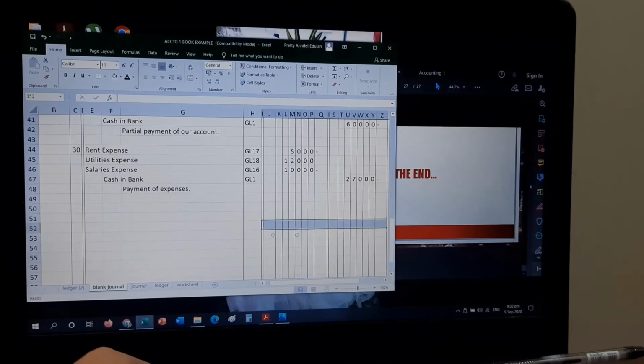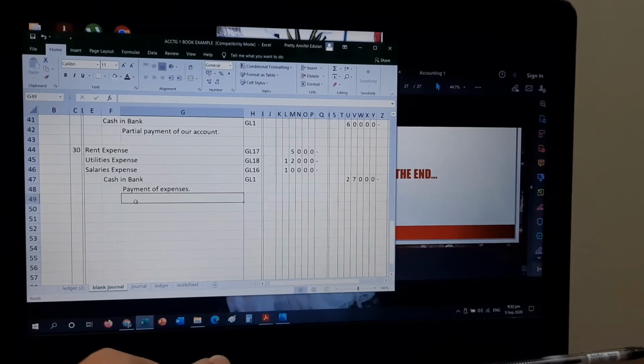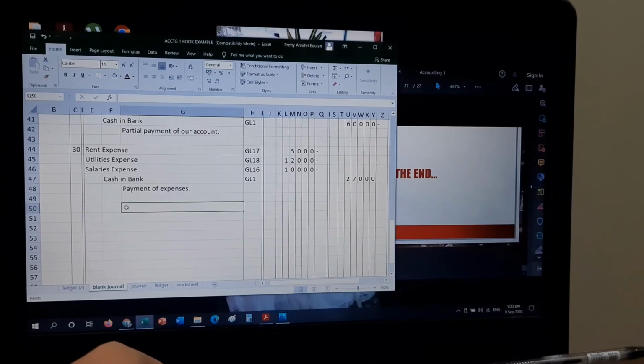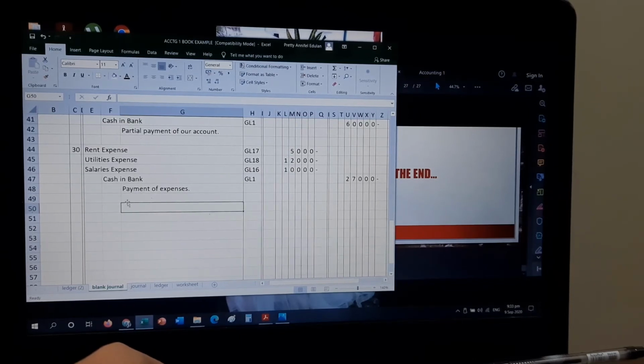So you'll simply stop there, and that is the end of the activity that I have given you regarding journal entry. So the next step here is the ledger. I've already discussed how to do the ledger, so I want you to practice doing the ledger. Post it in your ledger book.